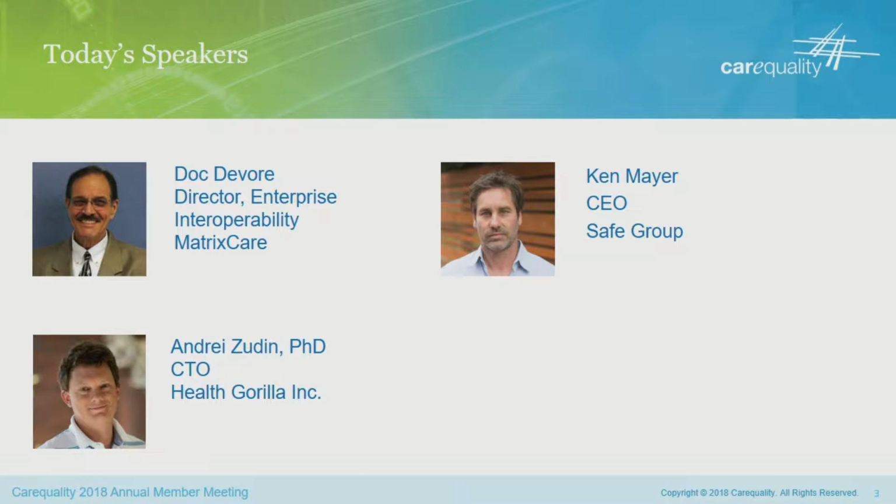And lastly, Doug DeVore, on the immediate left, Director of Enterprise Interoperability at Matrix Care. He started over 25 years ago in long-term and post-acute care with a multi-facility skilled nursing chain. Strong promoter of standards-based open APIs so that providers have better information and patients receive better care. Frequent speaker at industry events, and he is the past president of the National Association in Support of Long-Term Care and served on the CCHIT Advisory Task Force and the HL7 Long-Term Care Functional Profile Work Group.